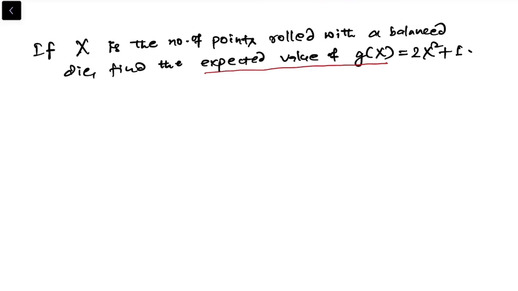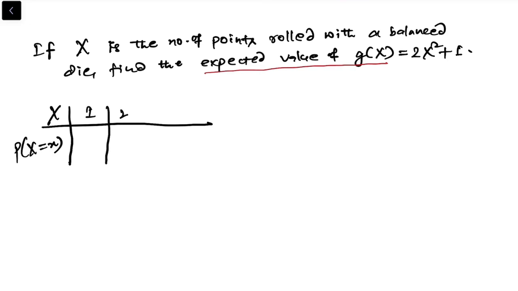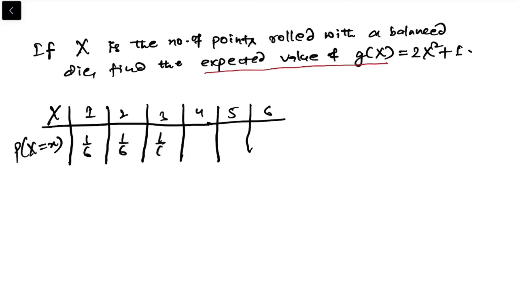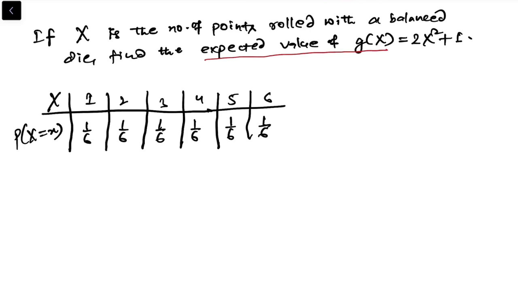So what are the numbers that can appear on the dice? So let me draw the table. So either 1 can appear, 2 can appear, 3, 4, 5 or 6, right? And what is the probability of each outcome? This is 1 over 6, 1 over 6. The probability of each outcome is 1 over 6. Okay, now we can calculate the expectation of this function.